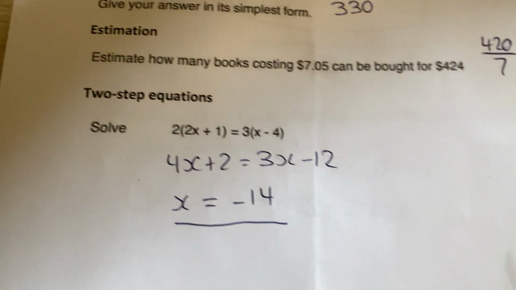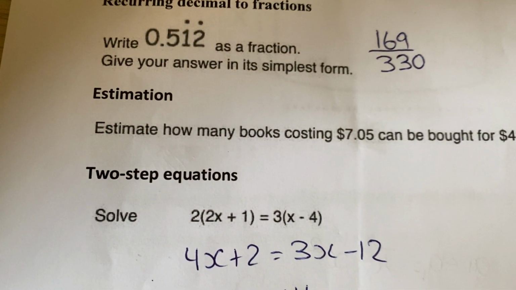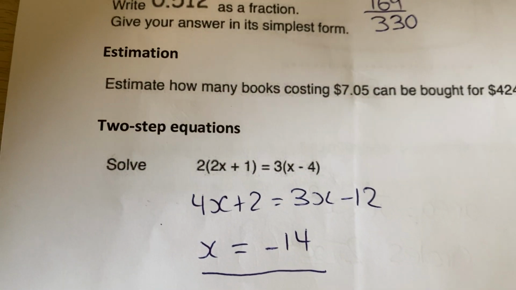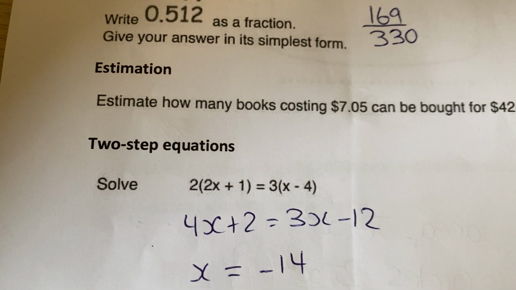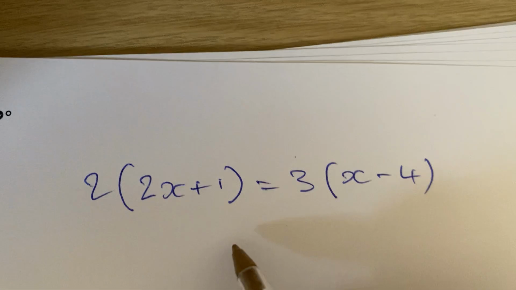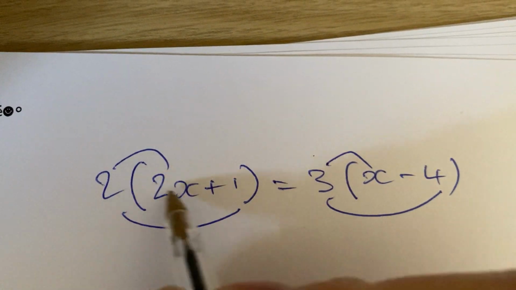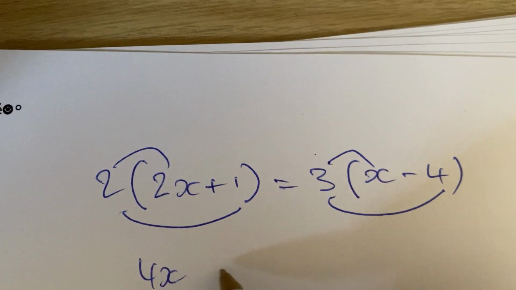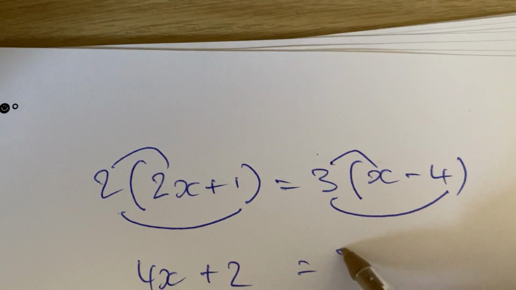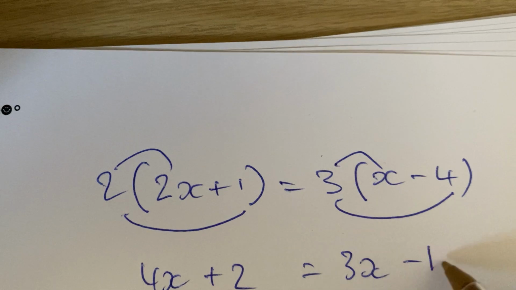And then the next one, the two-step equations. The challenge you've got here is that you've got 2 brackets, and because the 2 and the 3 can't be simplified further down, the best way to approach this is to multiply out the brackets. And so you've got 2 lots of 2x, which is 4x, 2 lots of 1 is 2, 3 lots of x, and 3 lots of negative 4.